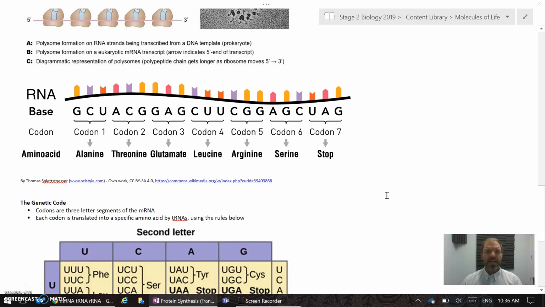The important question is then, how is the information in the mRNA translated into the language of amino acids in order to make the polypeptide chain? This is shown here in this diagram. The RNA will have a sequence of letters, bases. Remember, we have C, G, U, and A in RNA. This gets divided up into 3-letter blocks that we call codons. So GCU, ACG, GAG, these are all codons. And these will be unique and provide information for the amino acid that they translate to.